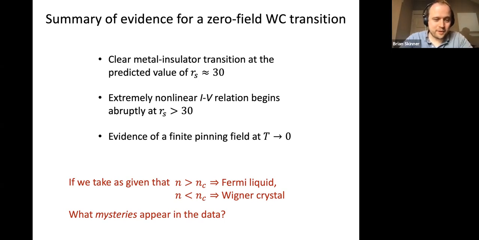And from now on, I want to focus on what are the mysteries that are appearing in the data. If you look at the data from this perspective, what about it is unexpected or mysterious? And I want to try to outline for you 5 different mysteries that we're seeing.